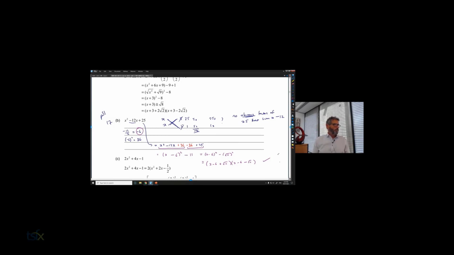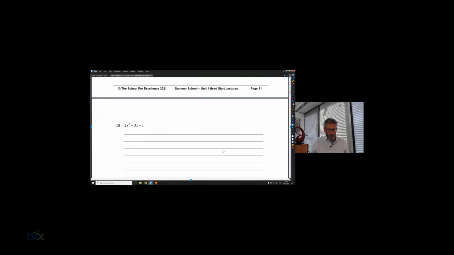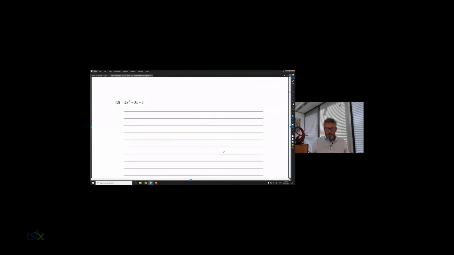Tricky, hey? All right, so that's how difference of perfect squares works. If you haven't had a go at it yet, can you go down and have a go at 12D, please? Note here that you must take out the 2 first. So there's our question.